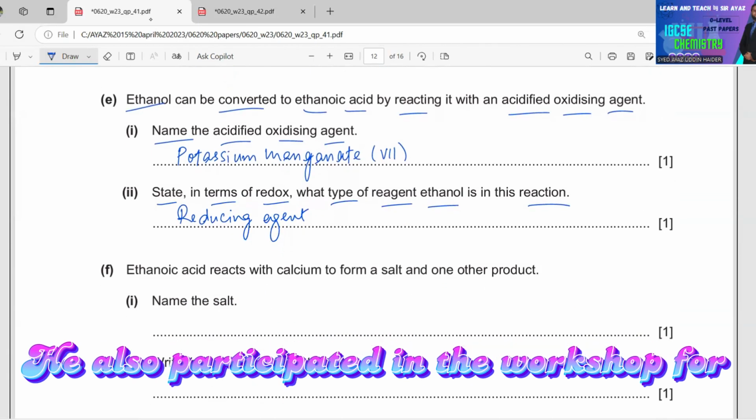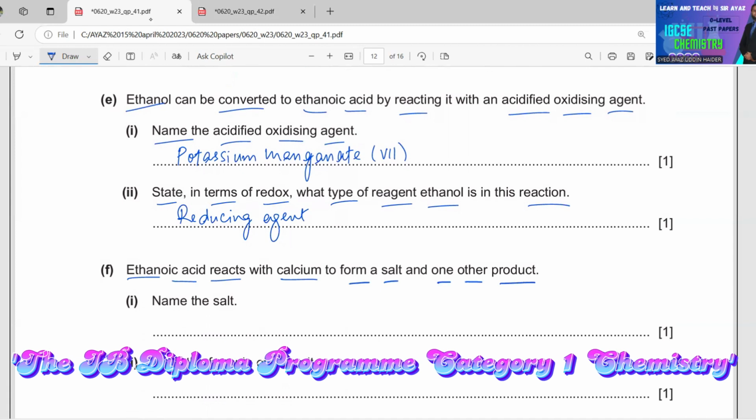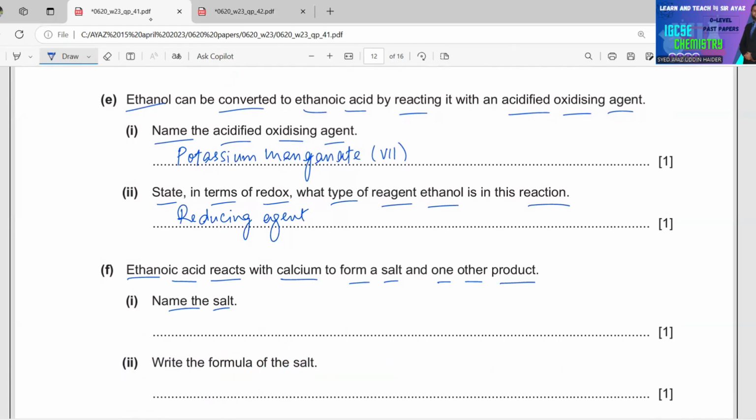Part F, ethanoic acid reacts with calcium to form a salt and one other product. Name the salt. So whenever acid reacts with the metal, they will produce metal alkanoate. So in this case, we'll be getting ethanoate. So you'll write calcium ethanoate. Name the salt, calcium ethanoate.